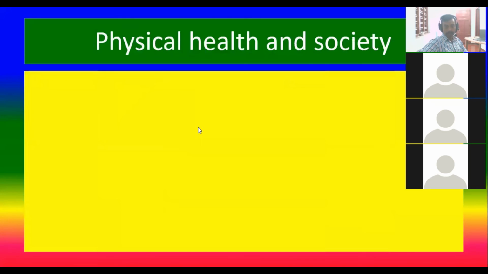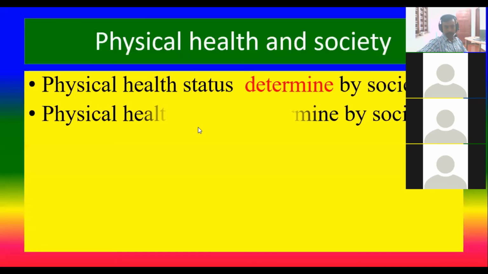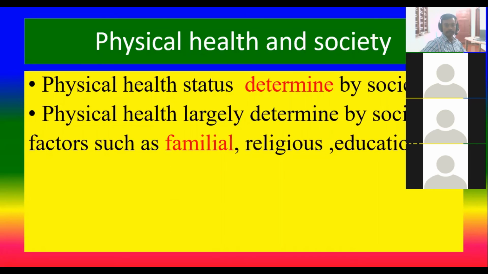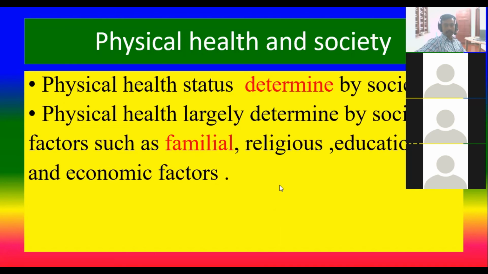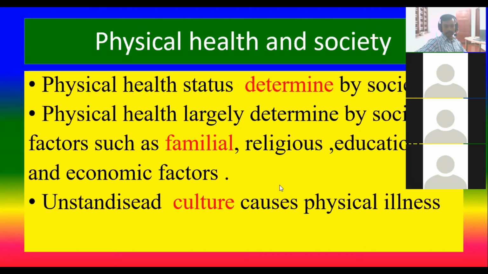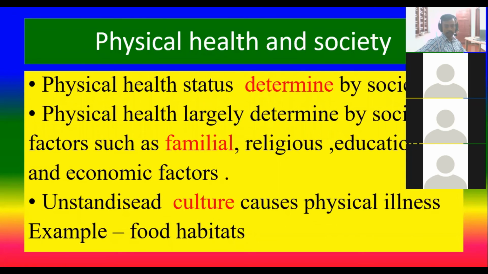Physical health and society. Physical health is determined by society, by familial factors, religious factors, educational, economic and occupational factors. Then undesirable culture causes physical illness, for example, food culture and food habits.